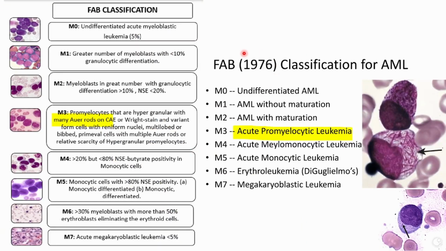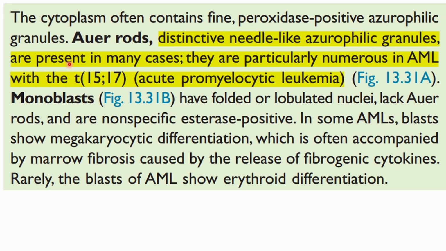Same thing, in the FAB classification they are telling it as M3, acute promyelocytic leukemia, and here Robbins has combined both of them. So Auer rods are distinctive needle-like azurophilic granules present in many cases, but they are particularly numerous in acute myeloid leukemia with the 15;17 chromosome translocation, and under FAB classification, acute promyelocytic leukemia, which is M3.